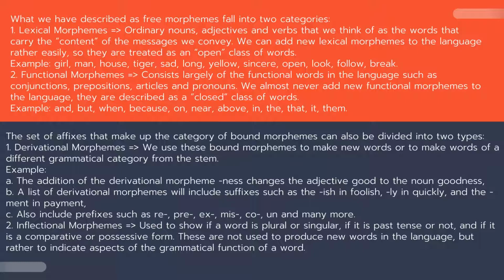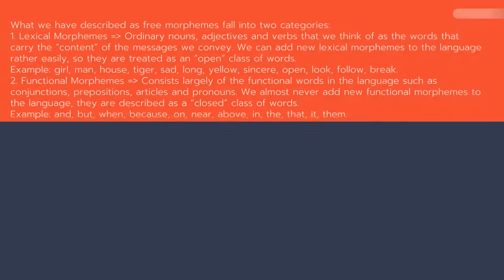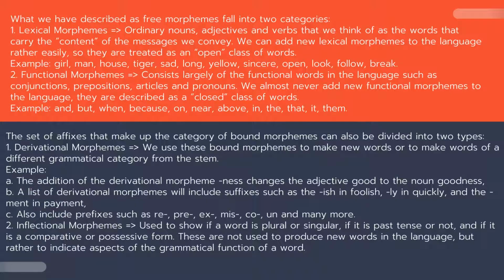What we have described as free morphemes fall into two categories. One, lexical morphemes, are ordinary nouns, adjectives, and verbs that we think of as the words that carry the content of the message we convey. We can add new lexical morphemes to the language rather easily, so they are treated as an open class of words. Example: girl, man, house, tiger, sad, long, yellow, sincere, open, look, follow, and breed.